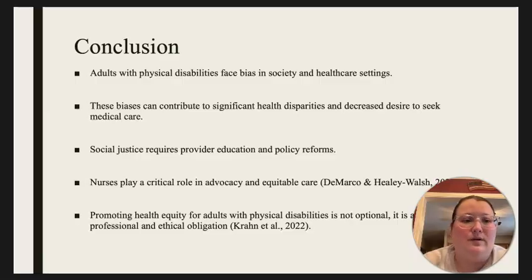And to conclude, adults with physical disabilities face bias in society and healthcare settings. These biases contribute to significant health disparities and decreased desire to seek medical care. Social justice requires provider education and policy reforms, and nurses can play a critical role in this part. Promoting health equity for adults with physical disabilities is not optional. It is a professional and ethical obligation for all healthcare workers.